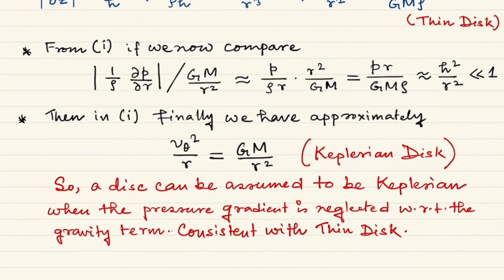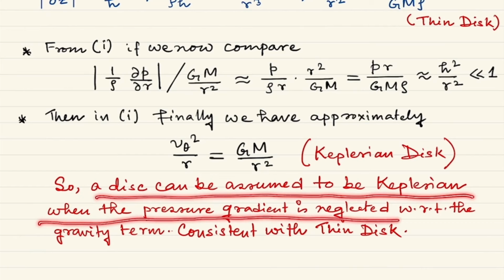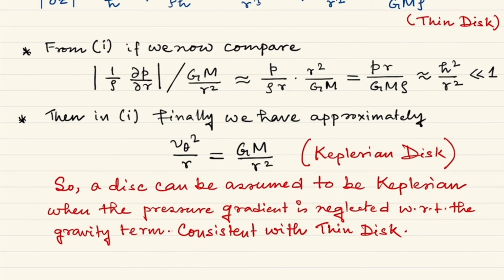So you see the conclusion is very interesting, that a disk can be assumed to be Keplerian when the pressure gradient is neglected with respect to the gravity term. Okay, and this is consistent with the thin disk approximation. So if the disk is such that the pressure gradient force cannot be neglected with respect to the gravitational force, then the Keplerian disk approximation is an unreasonable approximation. Okay.